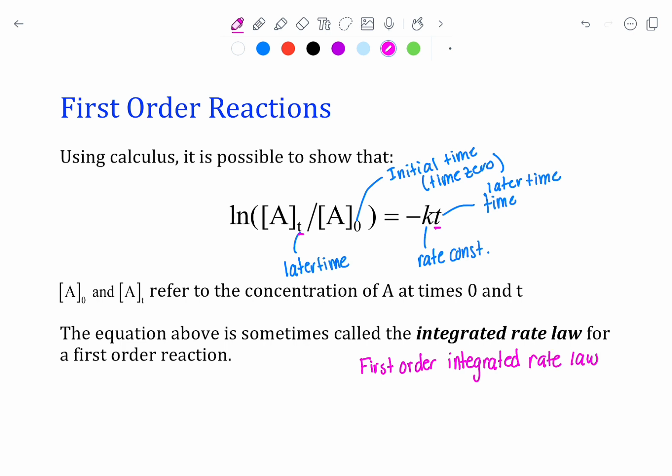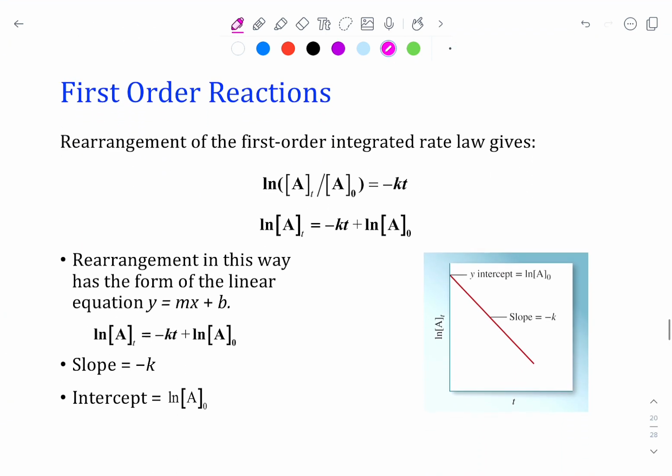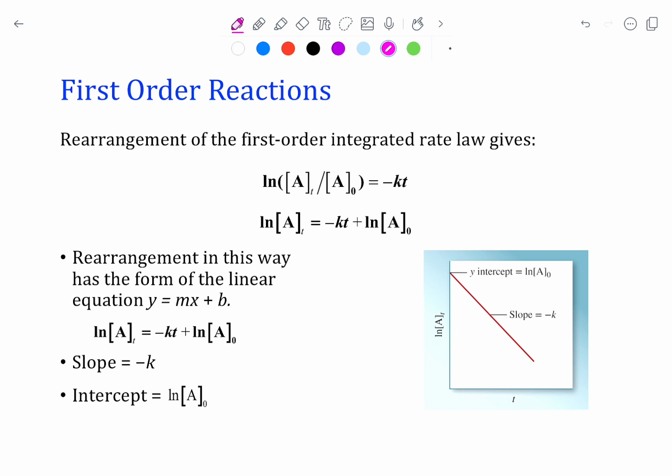We've done the integration, which is why we have t by itself now. Okay, the integration has been done, and that's where the natural log comes in. That's all of the calculus that's behind this, but we're just going to use it as an equation. Now we can rearrange this first order integrated rate law and get a new expression for it. We have natural log of A at some later time t equals the negative kt plus natural log of A at our initial time. And you'll notice that rearrangement in this way has the form of a linear equation.